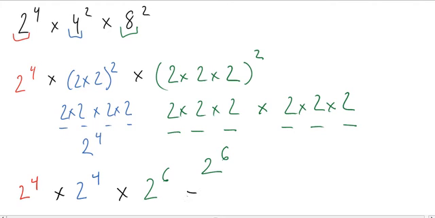And then we can just combine them. So we have 4 2's here, plus another 4 2's, that would be 8 2's, plus another 6 here, that gives us 2 to the power of 14. That's our answer. Let's try another one.